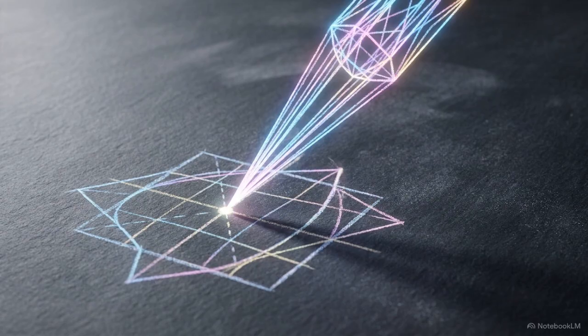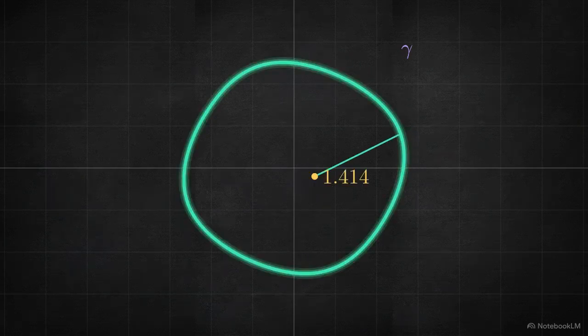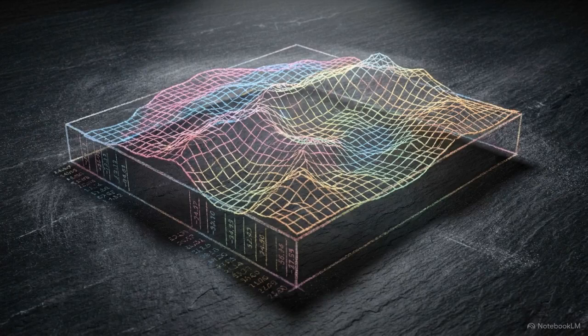The denominator, z minus a, acts as a mathematical probe. As the integral completes its circuit, this term perfectly isolates and extracts the function's value at the interior point. The equation works like a scanner, reading the perimeter to reconstruct the values inside.